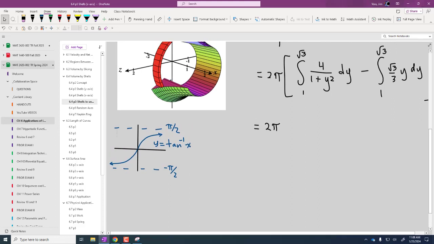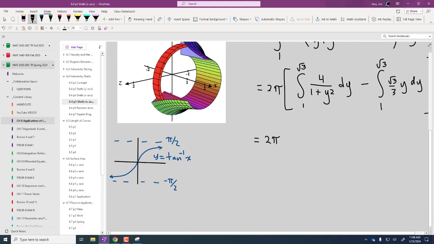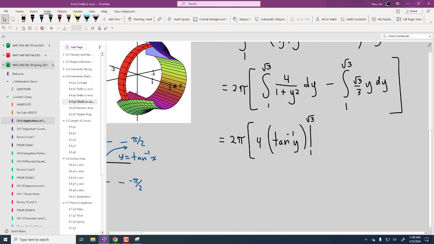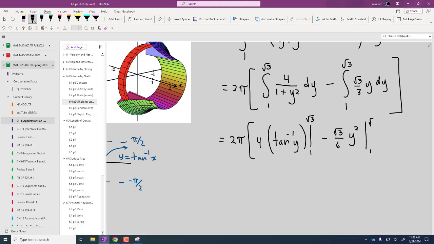Okay. So that integrand right here, we can imagine factoring the 4 out, and then we're going to have 1 over 1 plus y squared, which is arctangent of y. So again, that's going to be the most common of these functions that integrate to an arc function. And then over here, we have regular polynomial business, so we're going to get the square root of 3 divided by 6, y squared from 1 to root 3.